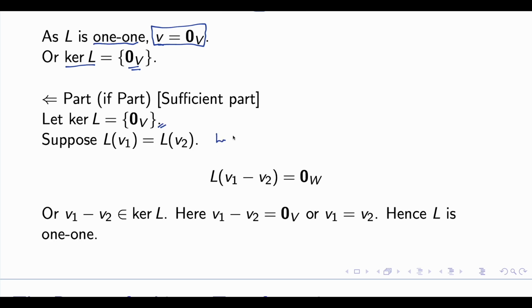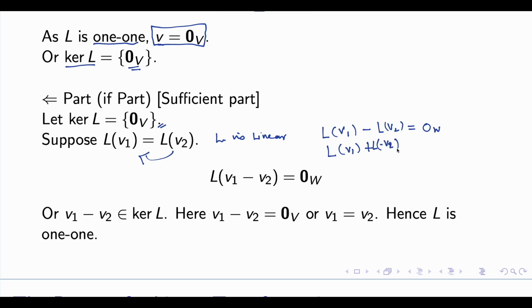Since L is linear, right? I can take L of V1 minus L of V2 equal to the 0 vector of W, right? I am just taking it to the other side. And again, instead of minus, I can write here L of minus V1, right?